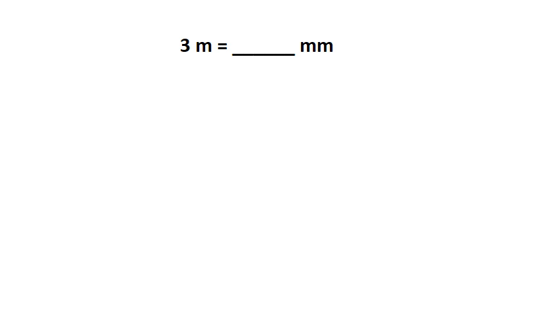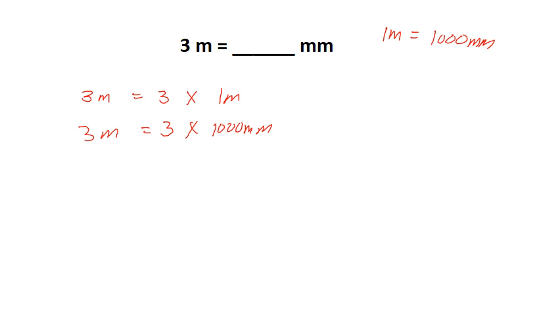Okay, let's take another one. Let's say 3 meters to millimeters. Well, same thing. I'm going to take my 3 meters and break it down to a unit of 1, which is 1 meter. Now, I know that 1 meter equals 1,000 millimeters. So I'm going to replace that with 1,000 millimeters. Now I can see that 3 meters would equal 3,000 millimeters. Now so far we've been going from a larger unit of measurement to a smaller unit of measurement.